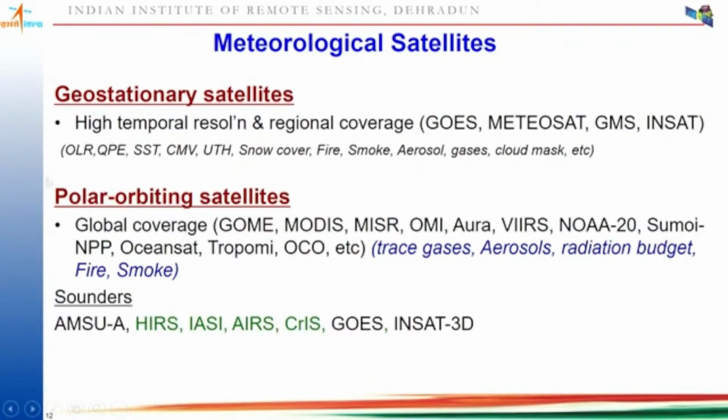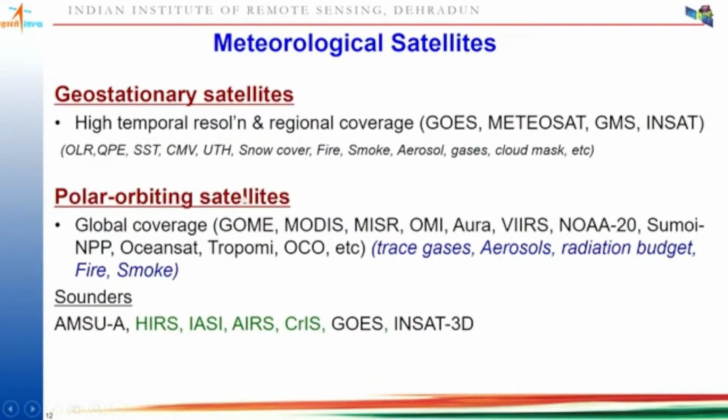These are for meteorological purposes, and a number of parameters can be measured, like outgoing longwave radiation, precipitation, sea surface temperature, upper tropospheric humidity, snow cover, fire, smoke and aerosol. These are the different atmospheric components, species or processes which can be measured through these satellites.